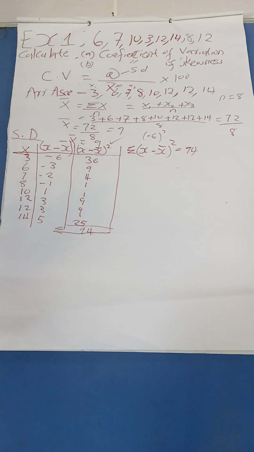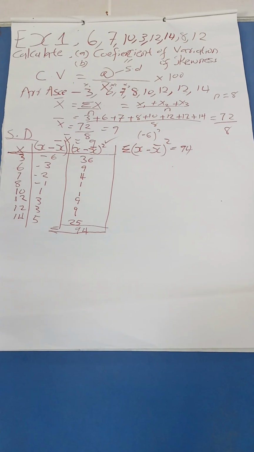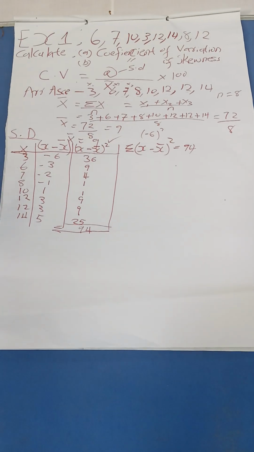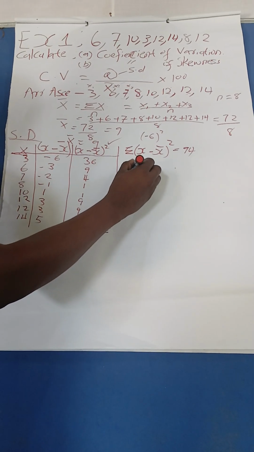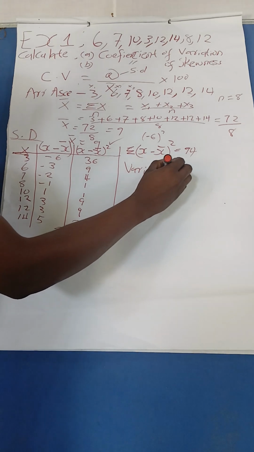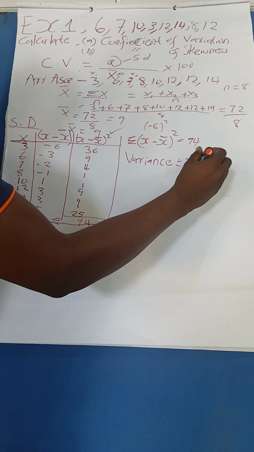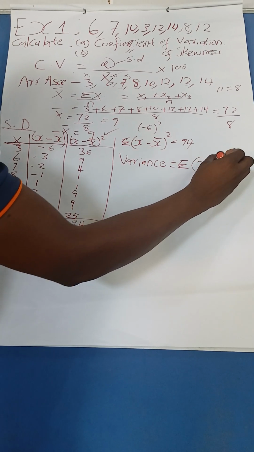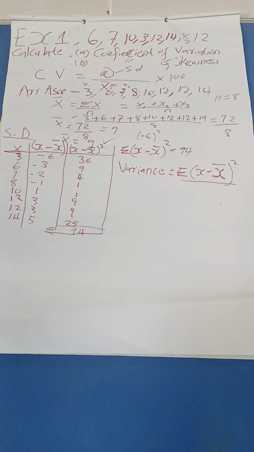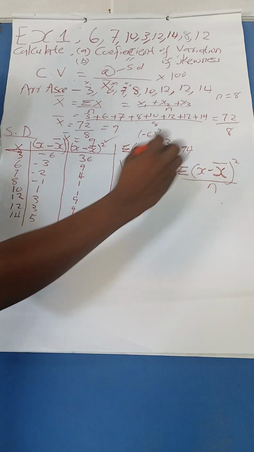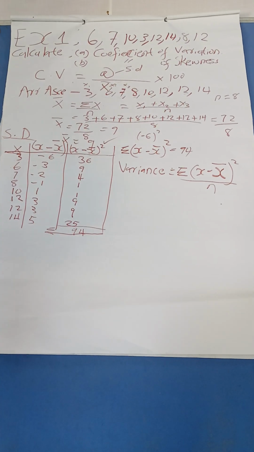So after that, we want to calculate the standard deviation. And before calculating the standard deviation, we will have to calculate what we call the variance. We normally say variance is equal to the total summation of, in brackets, x minus mean squared, divided by n. You divide by n.